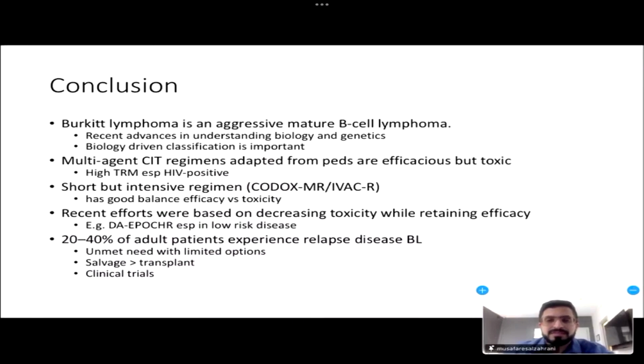In the relapse setting, this is a significant portion of patients with limited evidence, and we really need future studies to guide us on the best treatment for these patients.